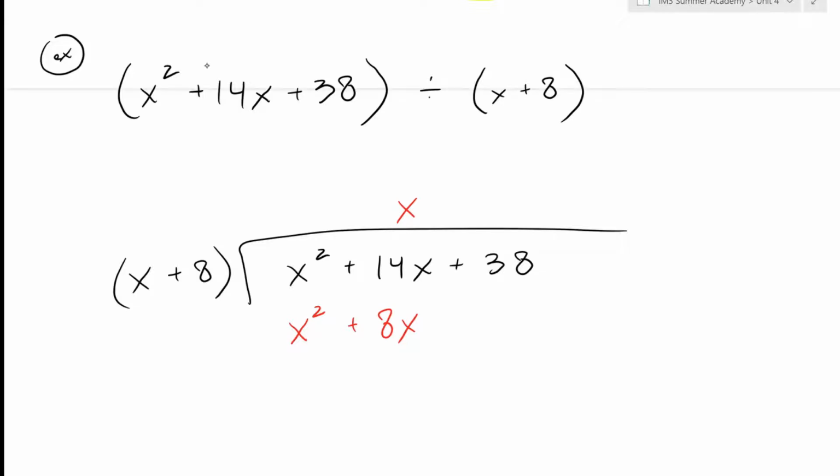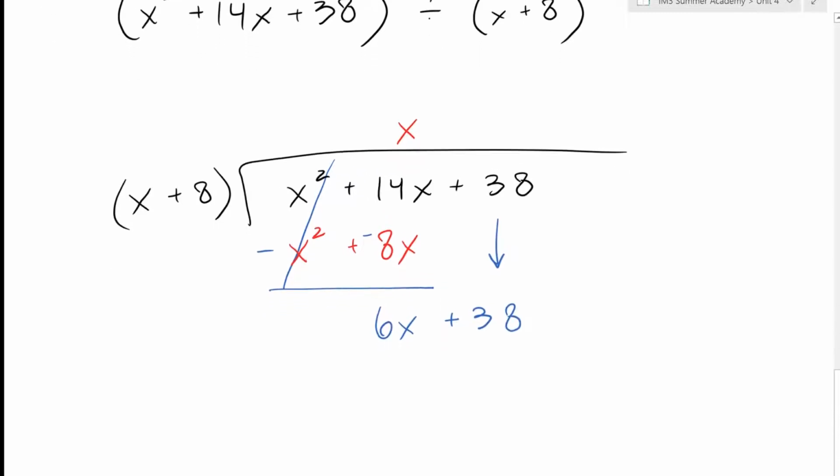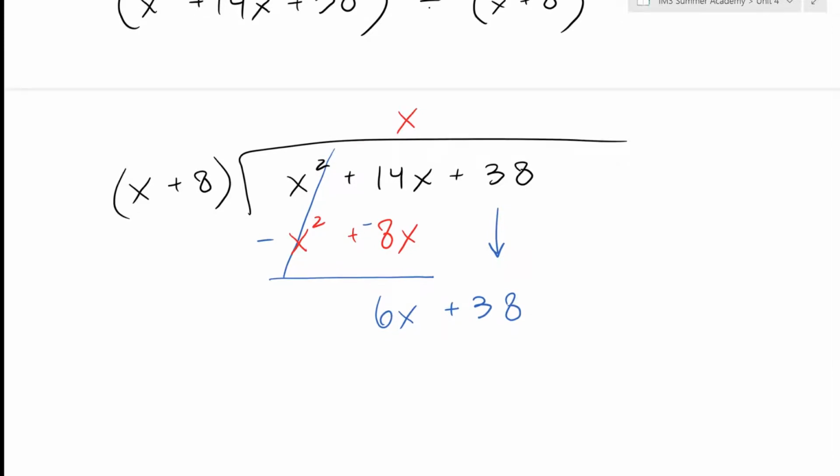Flip all the signs because we're subtracting it now. Sum it up. The first ones have to cancel. 14x minus 8x is a 6x. Bring down the next term, plus 38. All right, let's do the process again. I have x, I need to get to 6x this time. So I'm going to multiply by a positive 6 because I want to match it right now. I'll flip the signs in a second.